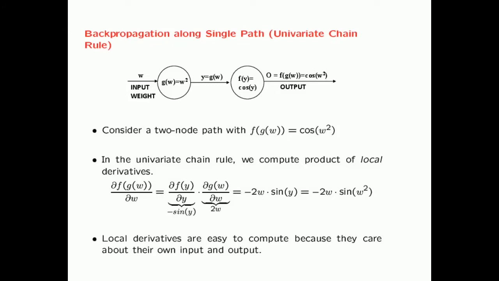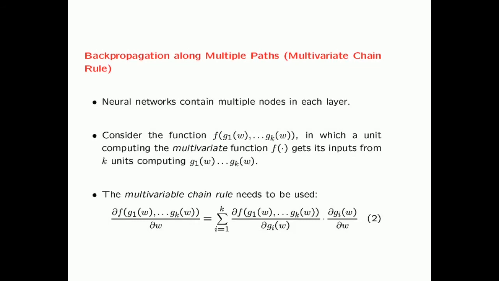This approach is used very commonly in differential calculus. In fact, in traditional machine learning, you probably use it very frequently. However, in neural networks, the univariate chain rule is not enough. Typically, a neural network contains multiple nodes in each layer, and each node computes a multivariate function f of its incoming nodes. Let's say the incoming nodes compute G1 through Gk. Then the composition function computed by that node is f of G1 through Gk.